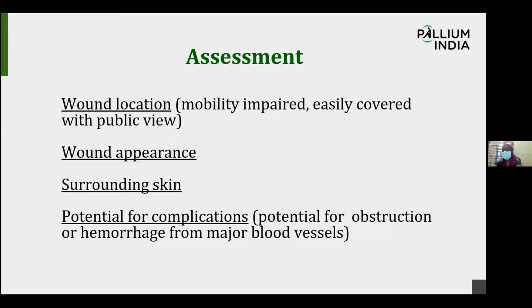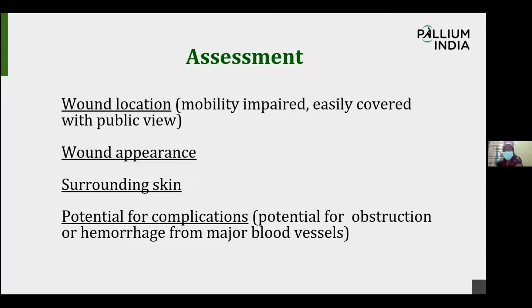Then only you will get a proper idea about the patient: who will take care of the wound, and whether the caregiver gives proper support to the patient. So you can take the history from the individual case history. And coming to the assessment part, wound location. Always assess whether there is any impaired mobility and whether it is easily covered from public view. All these things you can assess.